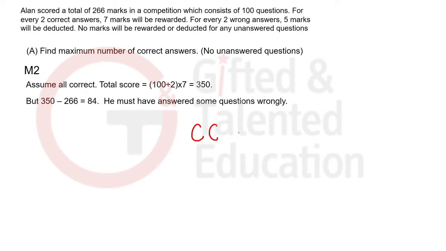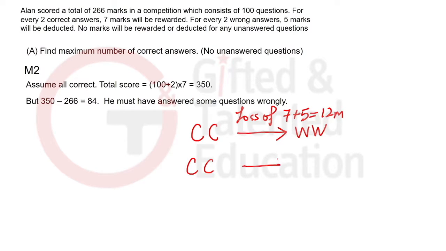So suppose I replace 2 correct answers with 2 wrong answers. There would be a loss of 7 plus 5 equals 12 marks. Why? Because if these 2 questions are not answered correctly, there would be a loss of 7 marks. And if they are answered wrongly as well, a further 5 marks would be lost, giving a total loss of 7 plus 5 equals 12 marks. If I replace another 2 correct answers with another 2 wrong answers again, there would also be a loss of 12 marks, so on and so forth.